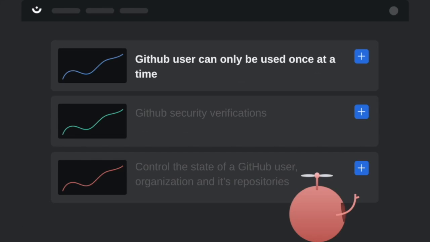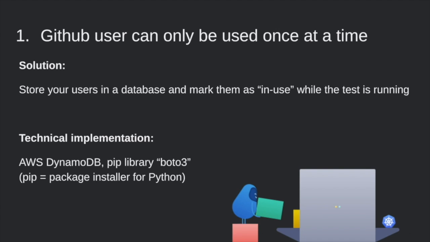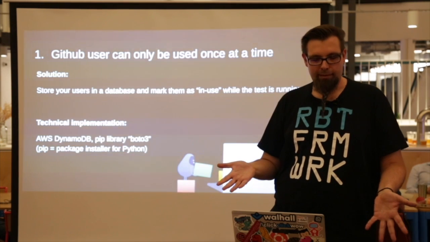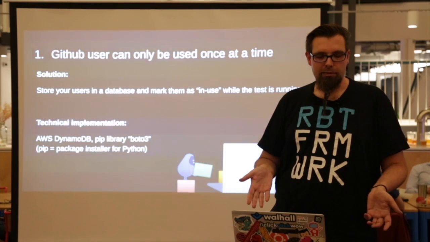So a GitHub user can only be used once at a time. My solution for this problem has been to store the users in the database, mark them as in use while the test is running, and when the test is done, make them available again. And as easy as this sounds, this was actually quite interesting to do.